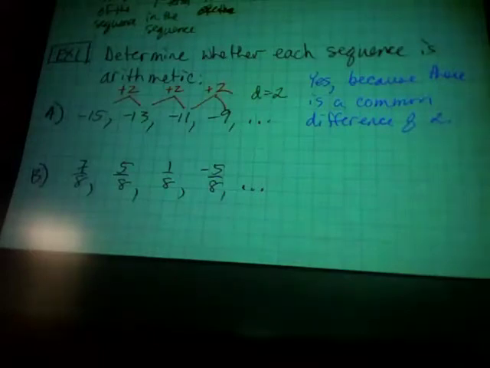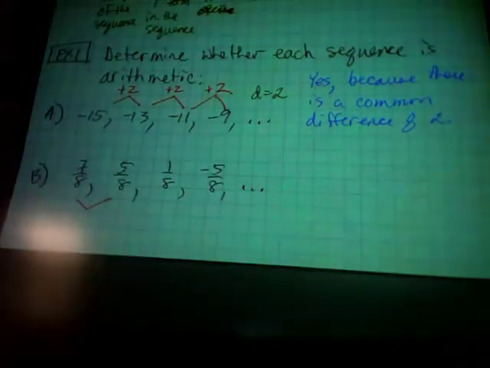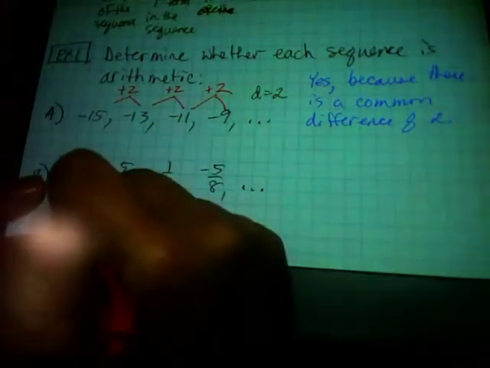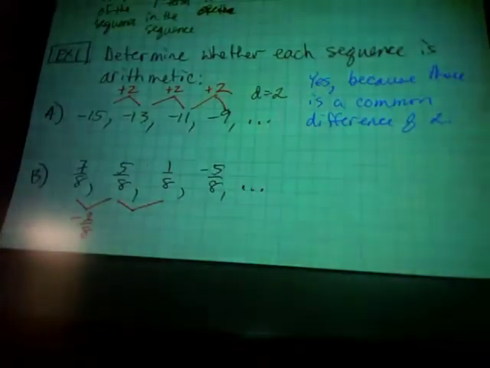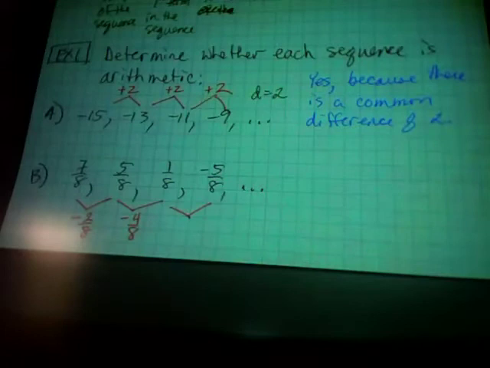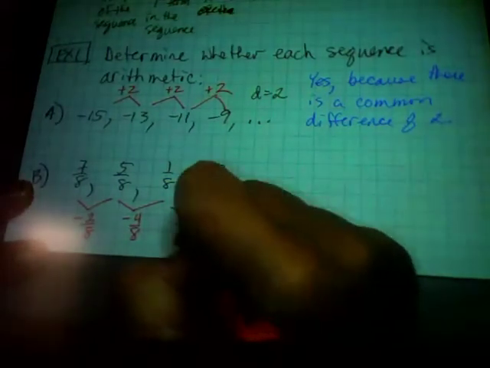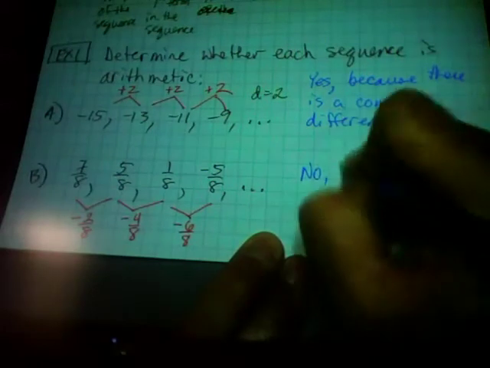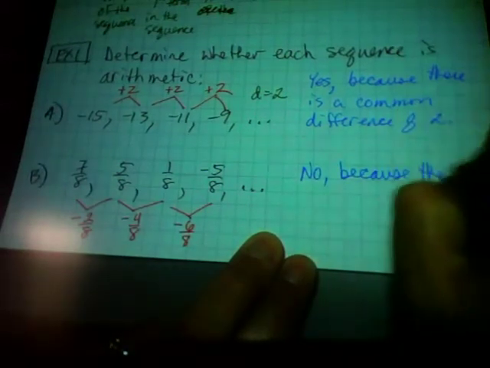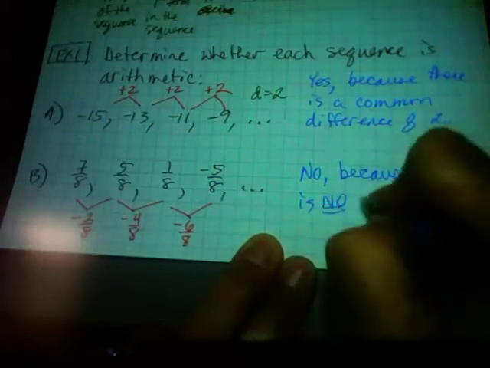Is this pattern increasing or decreasing? Decreasing. So what do you subtract from 7/8 to get 5/8? 2/8. So minus 2/8. What did you subtract from 5/8 to get 1/8? 4/8. So minus 4/8. What did you subtract from 1/8 to get the negative 5/8? Minus 6/8. Is there a pattern to this? Yes. There's a definite pattern. Is it arithmetic? No. So your answer would be no, because there is no common difference.